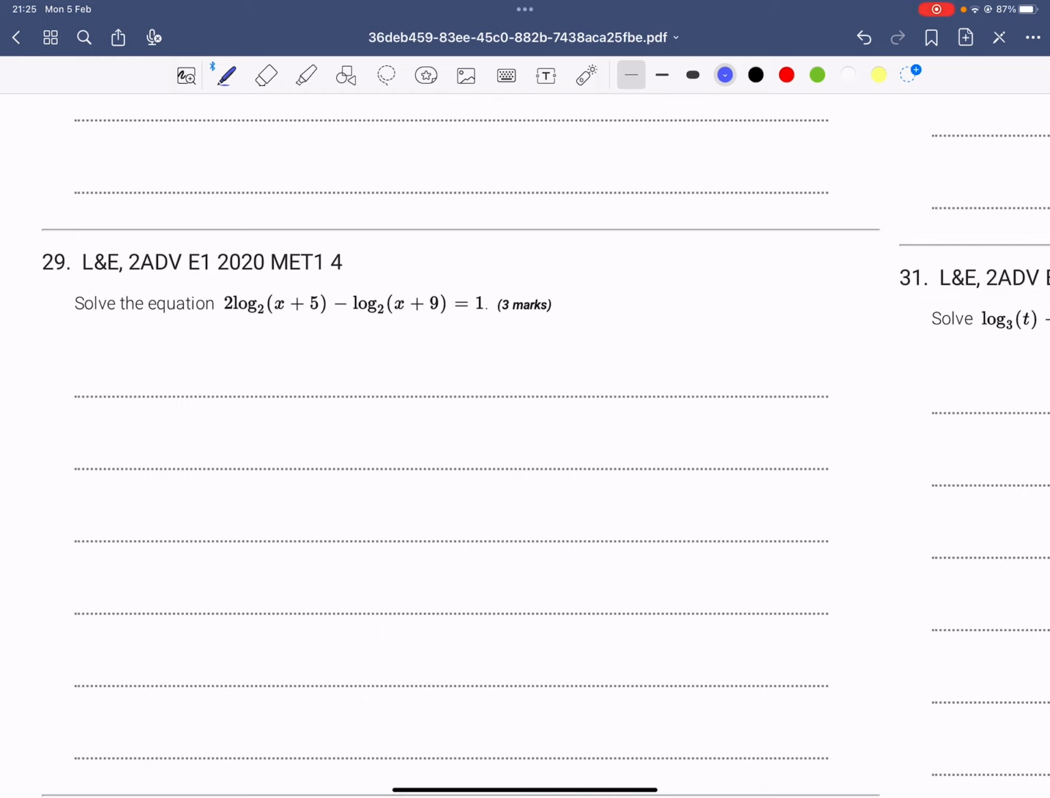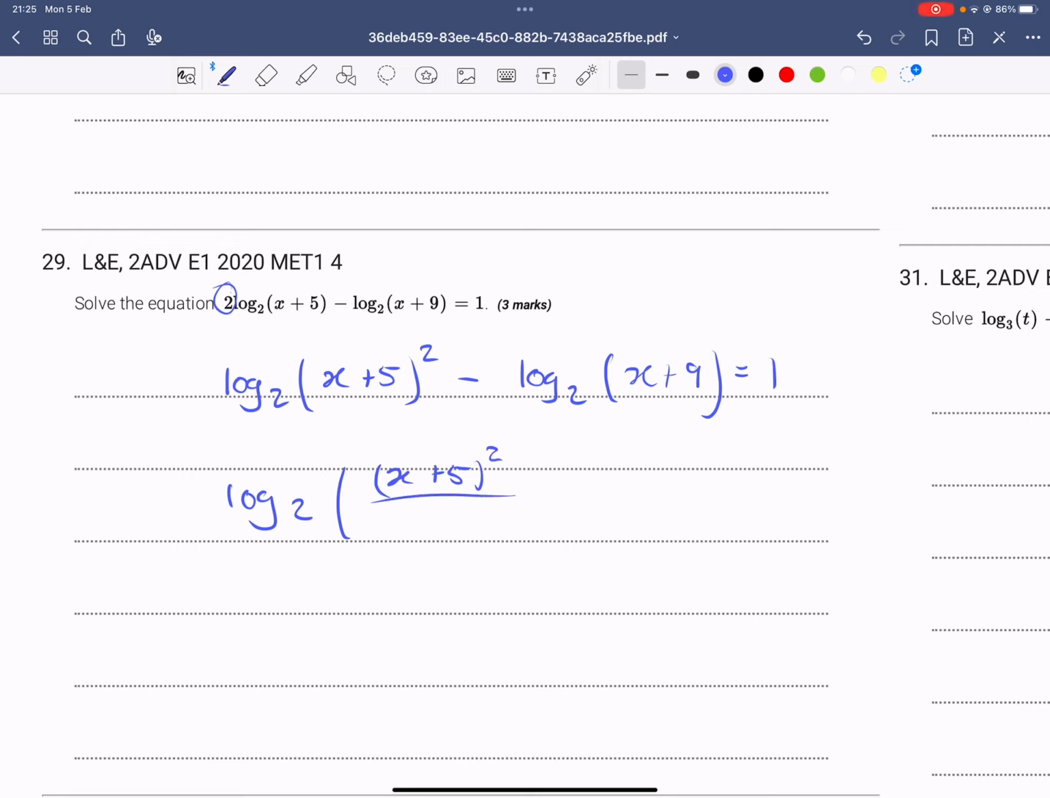Okay, we'll have a go at solving this equation here. First of all, we've noticed that we've got the same base and we're minusing, so we're thinking we're going to divide, but we can't do anything until we've moved that 2 up to there. So log base 2 of x plus 5, we're squaring that, minus log base 2 of x plus 9 is equal to 1. Now we can go, okay, this is log base 2 of x plus 5 squared over x plus 9, and that's equal to 1.